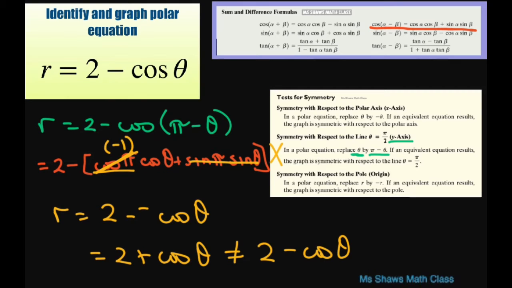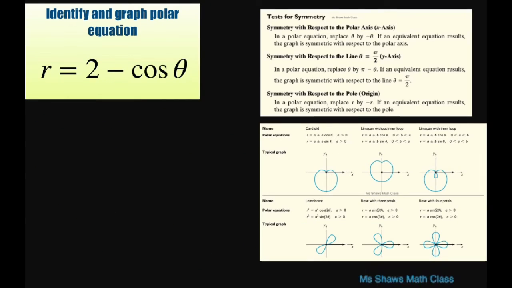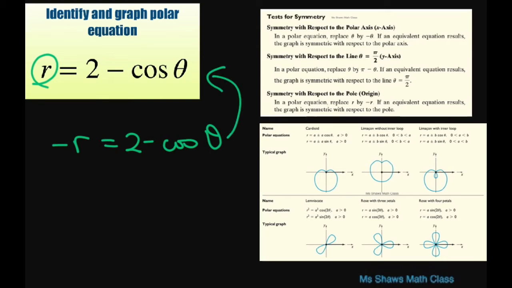Let's see if it's symmetric to the pole. This is the easiest test. You just substitute in r with negative r. And clearly it does not equal the original equation. The only time this test passes is when you have r squared, which is the Limacon here. When we have r squared, we'll get to those, or actually I already have a video on this one. So basically it's symmetric to our polar axis.